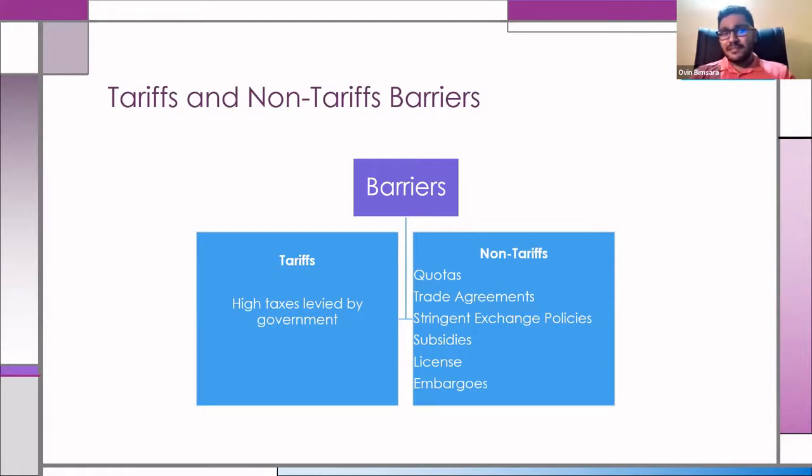What do we mean by tariffs? For imports and exports, if the government levies excessive taxes, you call them tariffs. There are customs duties, import taxes, and different types of taxes. But there are other barriers which are not tariffs. What are those other non-tariff barriers? It can be a quota. For a period of time, the government says, look here, you can import this much.